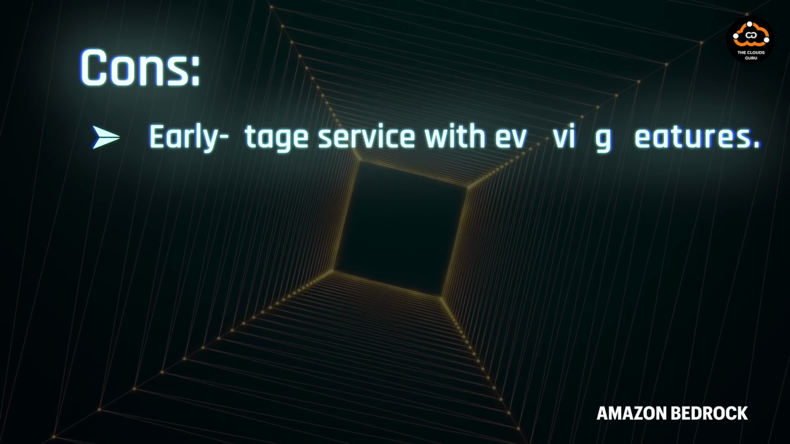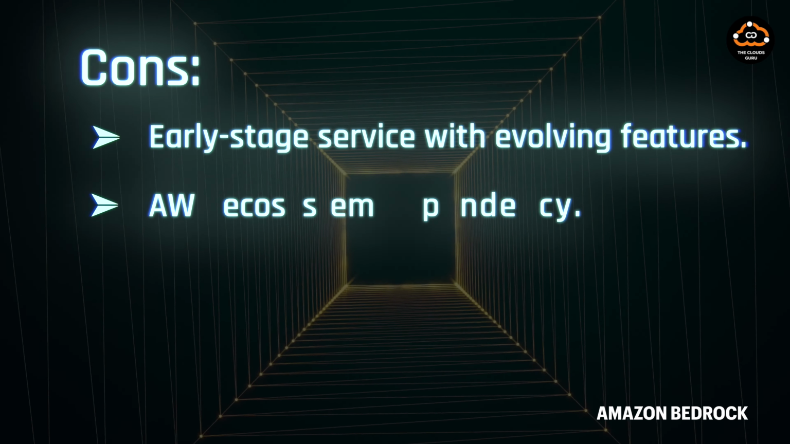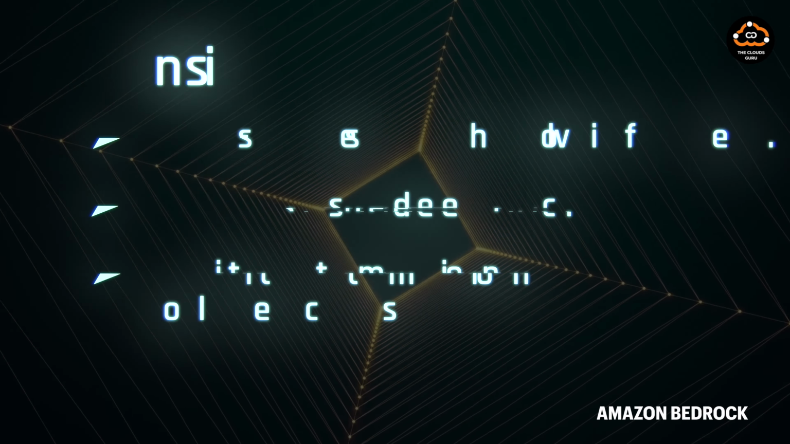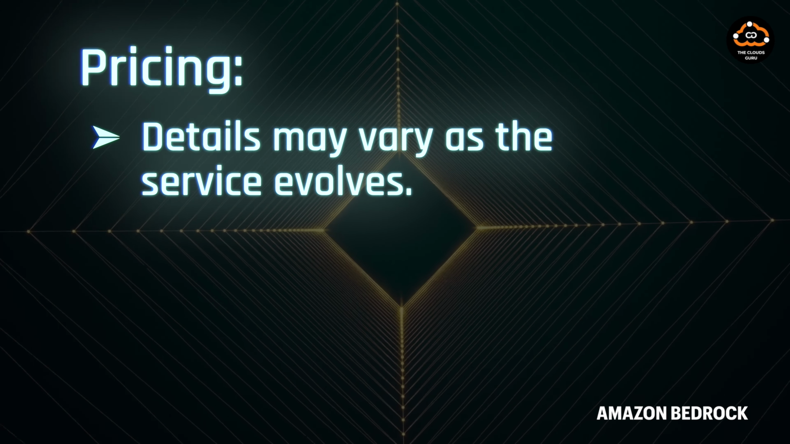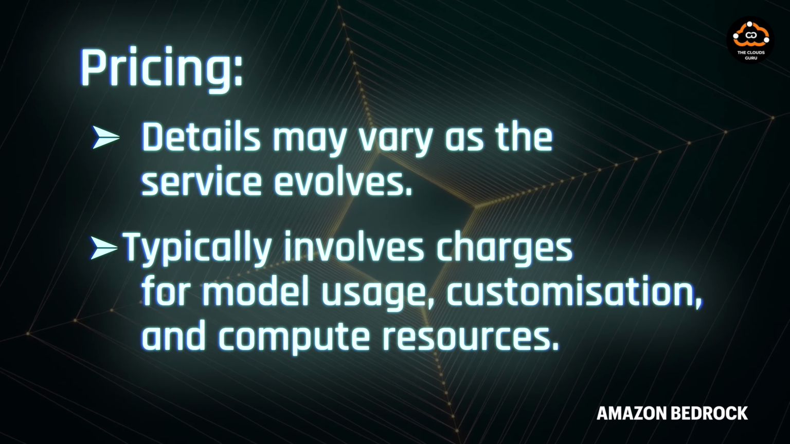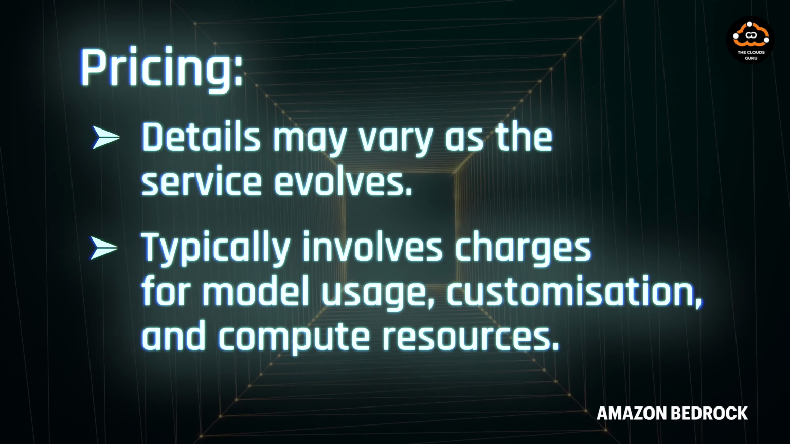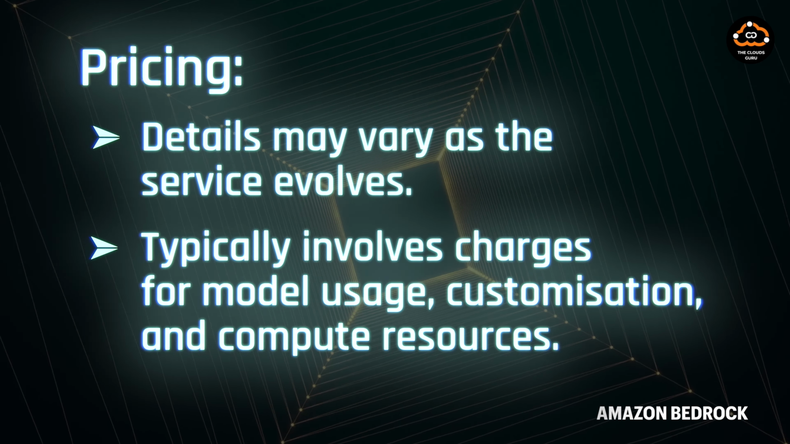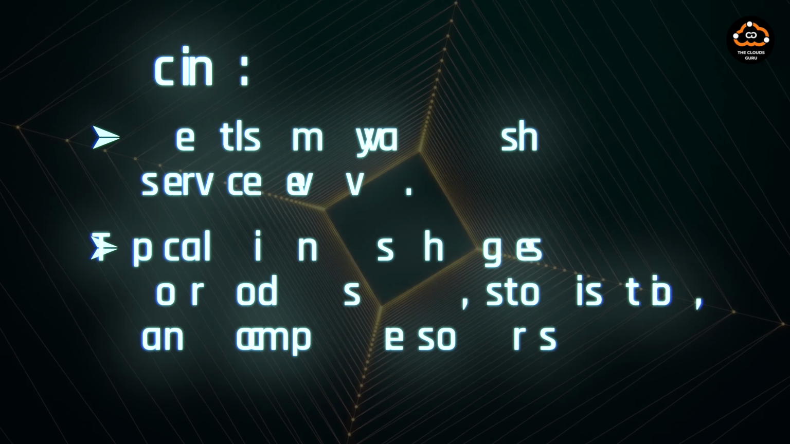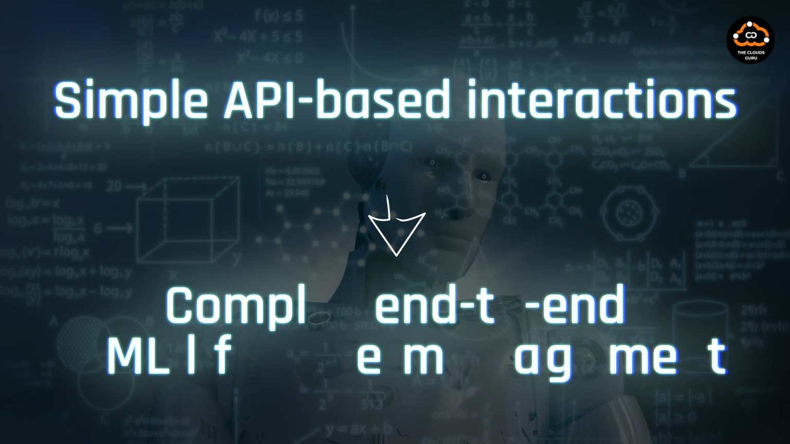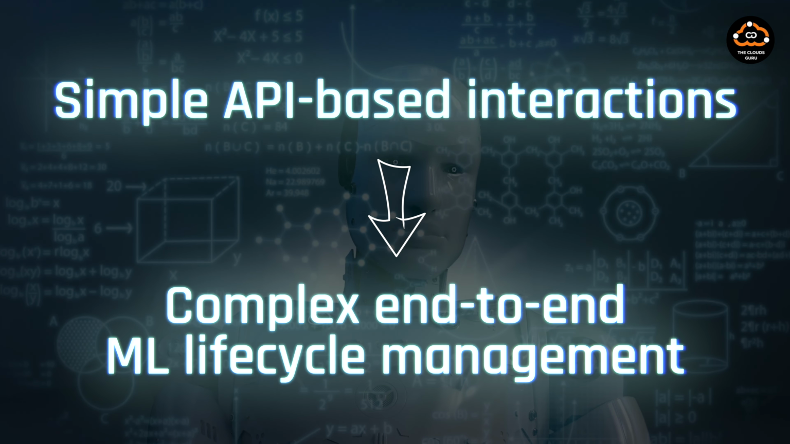Cons: early-stage service with evolving features, AWS ecosystem dependency, potential cost implications for large-scale use. Pricing: details may vary as the service evolves, typically involves charges for model usage, customization, and compute resources. Specific pricing details can be found on the AWS Bedrock pricing page. These tools and services cater to a variety of AI and ML needs, from simple API-based interactions to complex end-to-end ML lifecycle management, making them suitable for different types of users and use cases.